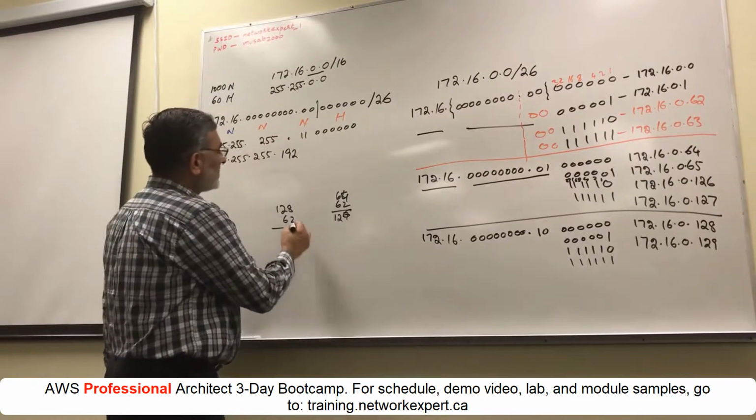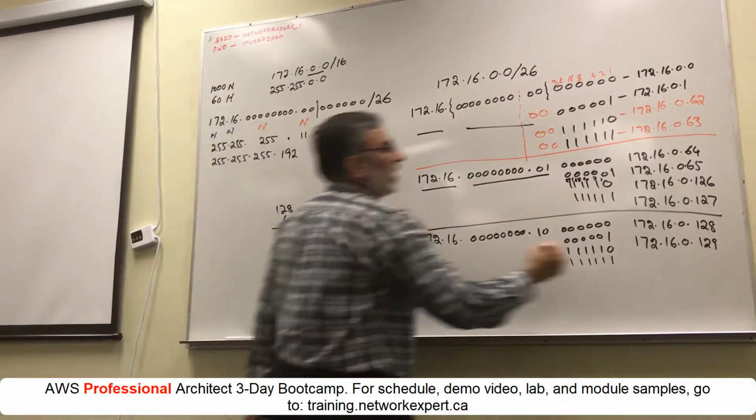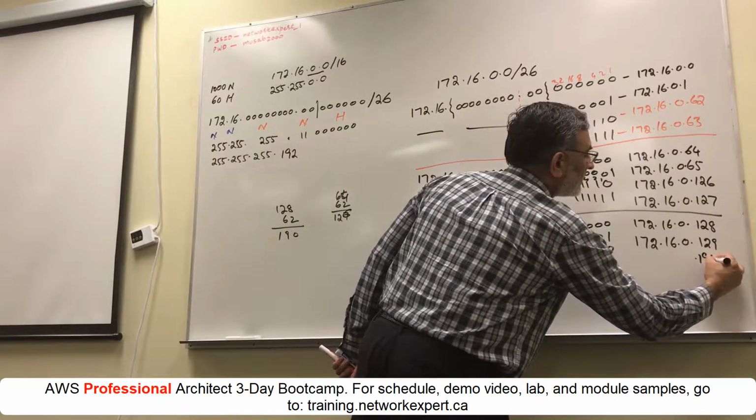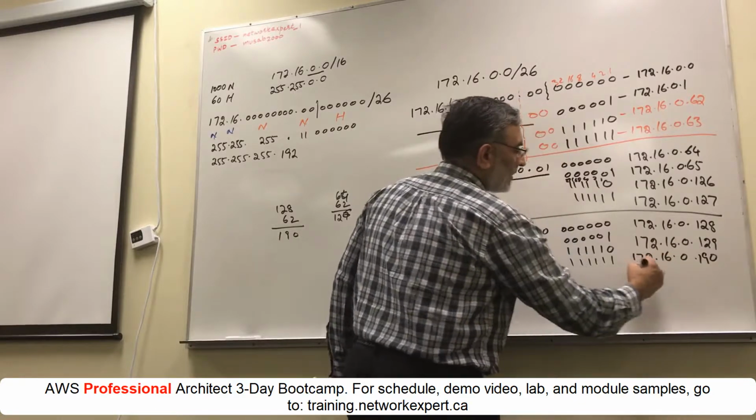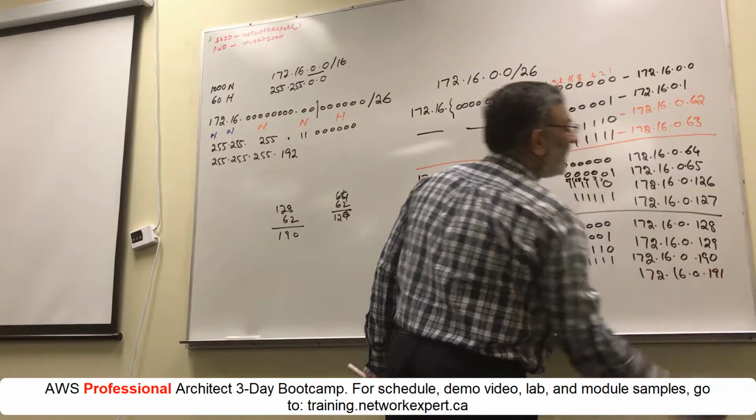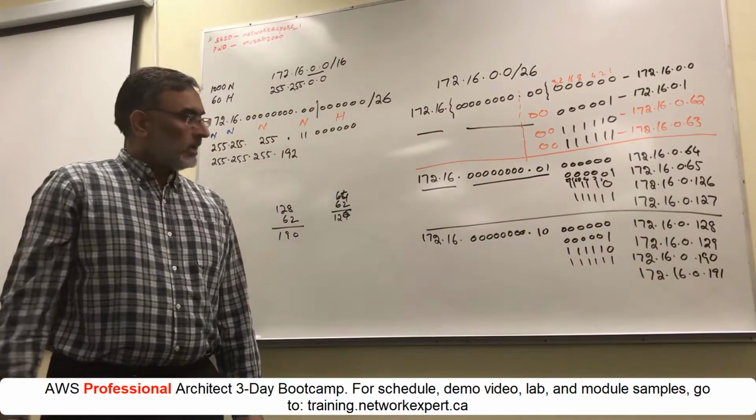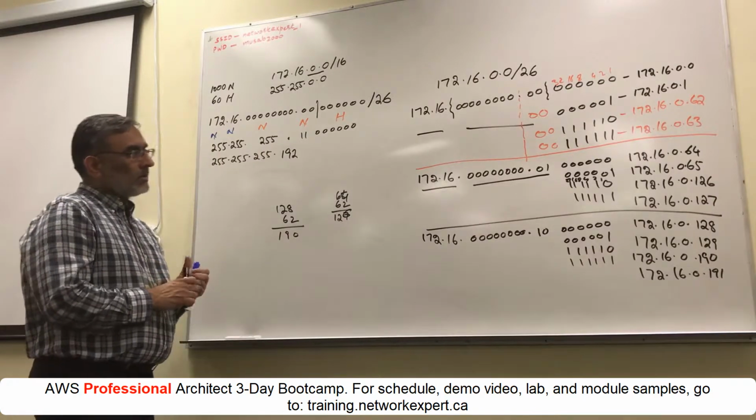Okay, so 172.16.0.129 is first valid IP address. Okay, 190 is last valid IP address, and 172.16.0.191 is the broadcast address for this subnet. Okay.